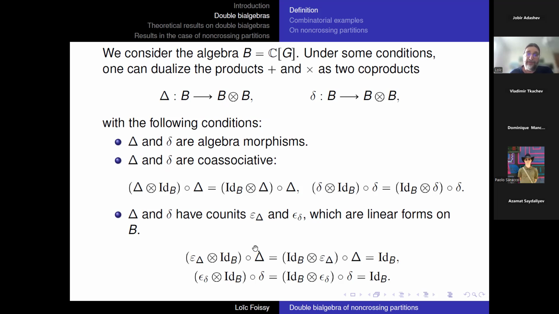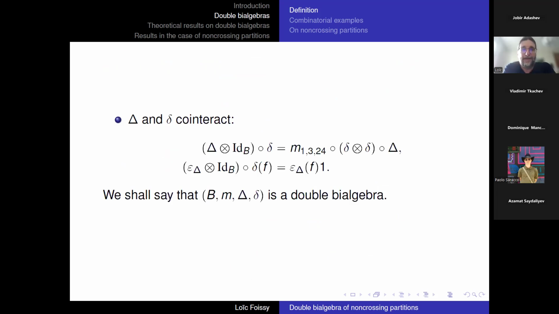You obtain something like this. Here, with delta, you take an element of B, you cut it into two parts. You apply a linear form on the left part. So this means that in some sense, you kill the left part. And what you obtain is what you took at the beginning. And the same on the right for both co-units. So this was just the translation that plus and times are monoids.